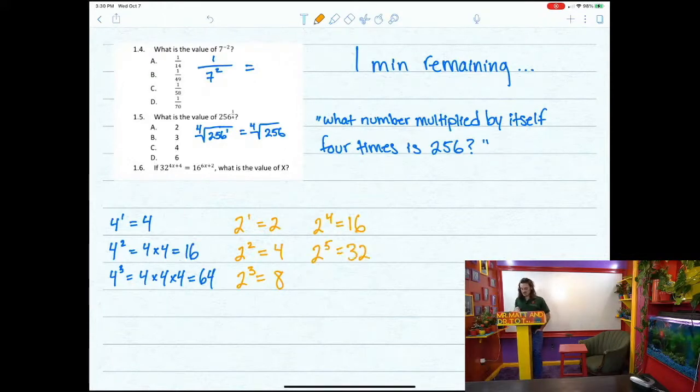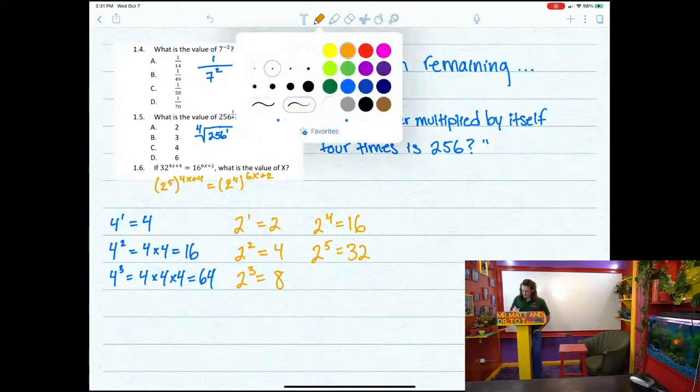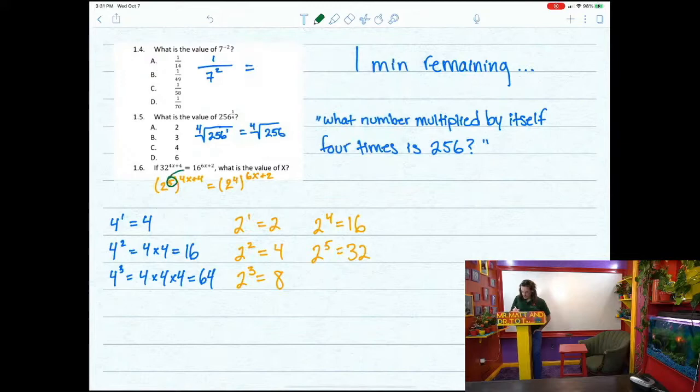So instead of writing 32, you could write 2 to the fifth power, quantity raised to the 4x plus 4, is equal to, and instead of writing 16, you can write 2 to the fourth power, quantity raised to the 6x plus 2 power. Now make sure that you distribute. This 5 has to go to the 4x and to the 4. This 4 has to go to the 6x and the 2. Okay, I'll give you 2 more minutes, and then I'll give you the answers.